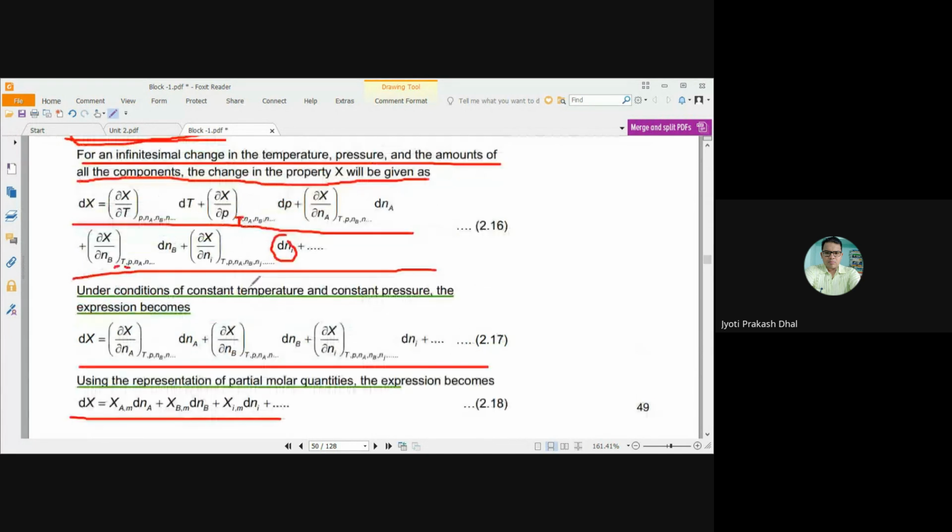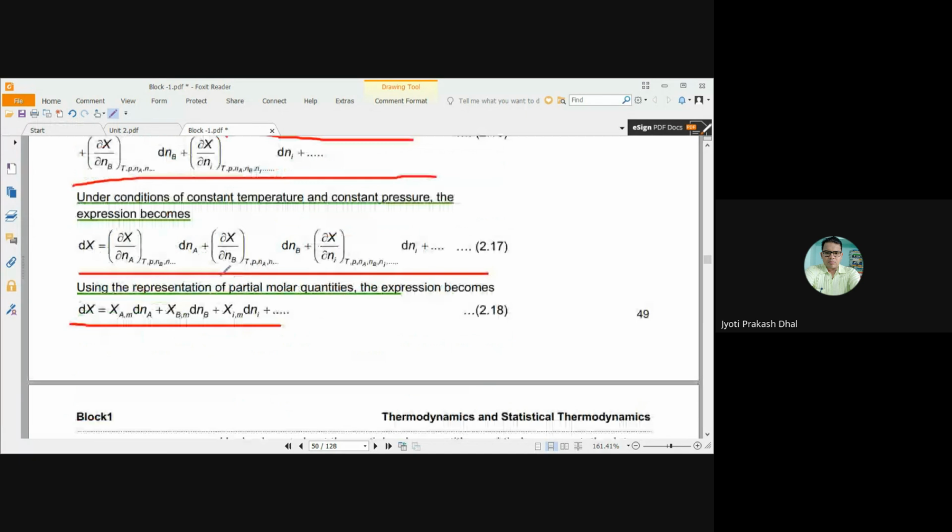Now, if you extend this expression at constant temperature and pressure, then dT will be equal to 0 and dP will be equal to 0. So the first two terms will be cancelled out at constant temperature and pressure.